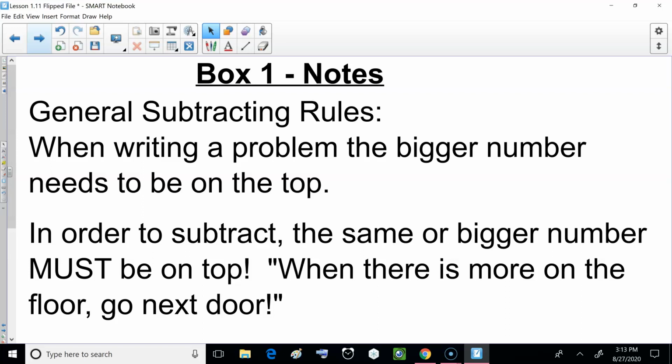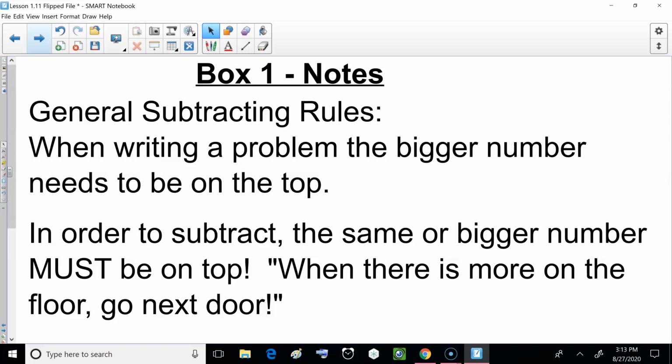So in your notebook with your pencil, write today's date and these notes. They might look familiar, but it's always a good reminder to write these down to help us out. When writing a problem, the bigger number needs to be on top. If you have two numbers, make sure you put the bigger number on top. Also, in order to subtract, the same or bigger number must be on top of each place value.